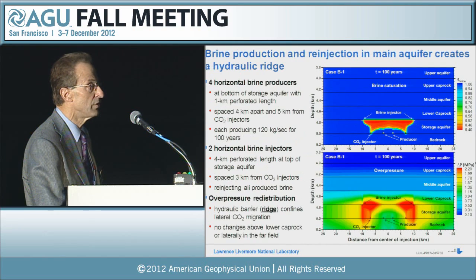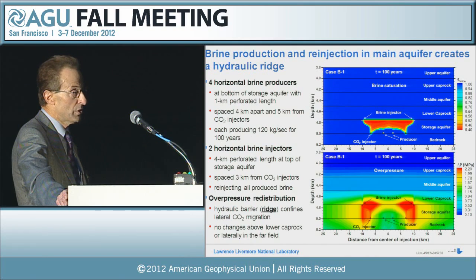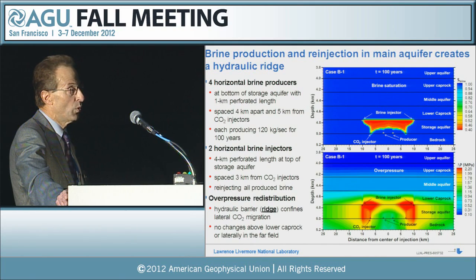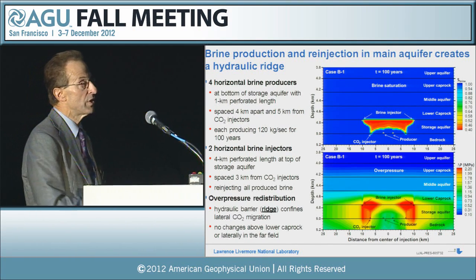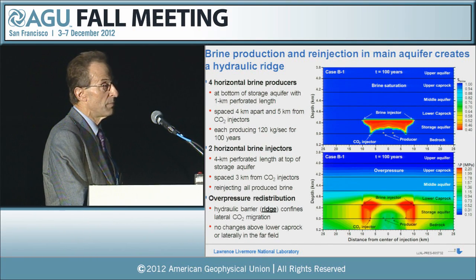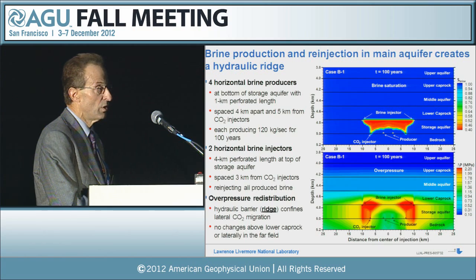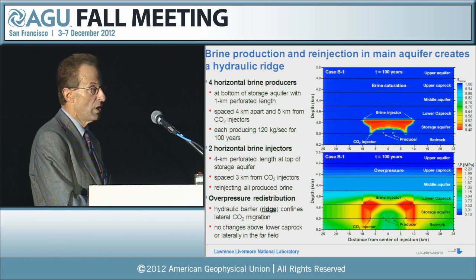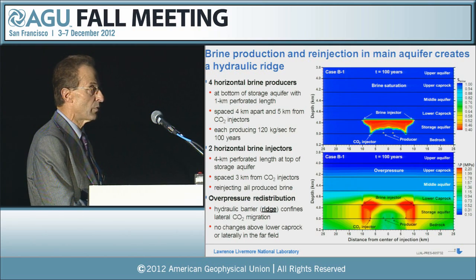The next most simple thing we could do is adding producers at the center, so we pull the CO2 plume towards the center. These producers are spaced 5 kilometers from the injectors. We take the produced brine and re-inject it into brine injectors at the top of the formation. And what we've done is change the shape of that area of overpressure, and we've created 2 hydraulic ridges on the outside which contain the CO2, which confines lateral migration of the CO2.